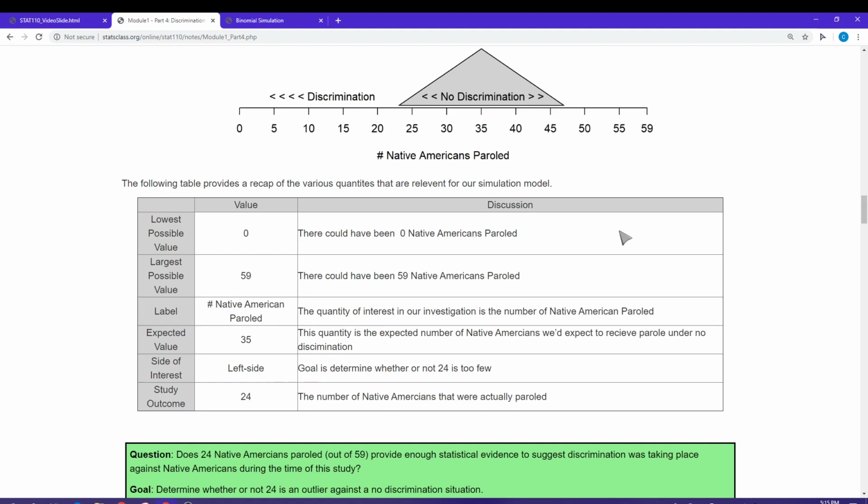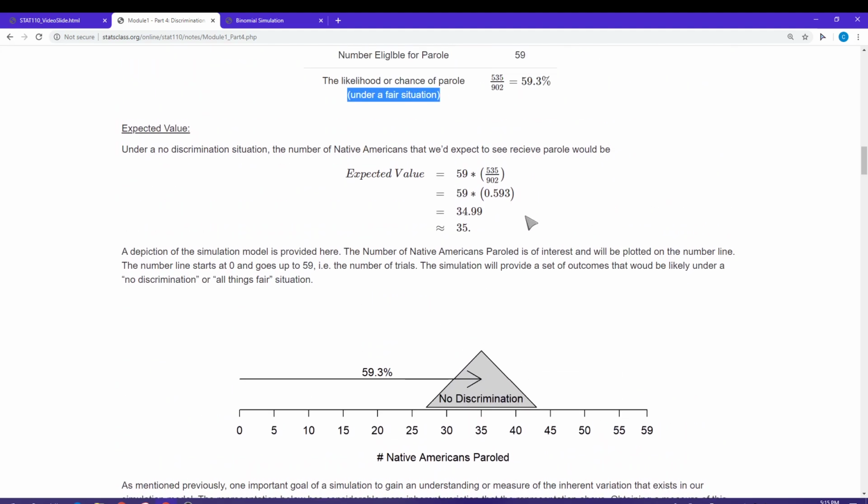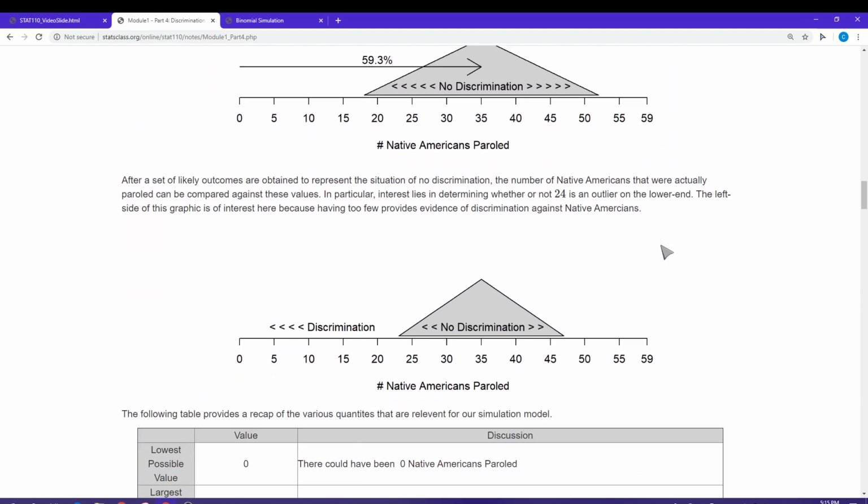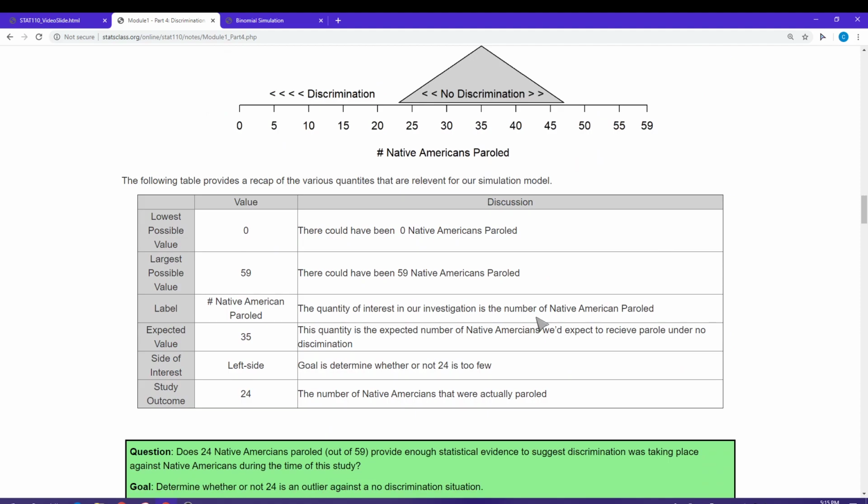Expected value is just computed from that simple equation up above there. The number of trials multiplied by that percentage that we're using under our simulation model, and that's about 35. Again, I would expect there to be about 35 Native Americans paroled under a situation of no discrimination. Okay, the side that I care about here is going to be the left side of the distribution, again, because the left side would indicate discrimination. And that's what I'm interested in trying to determine. The study outcome is just going to be 24 here.